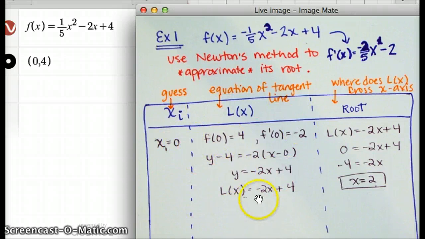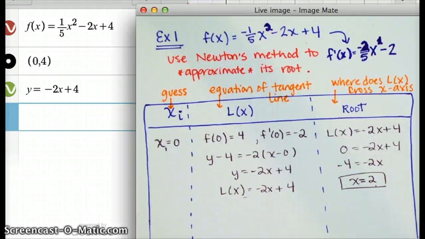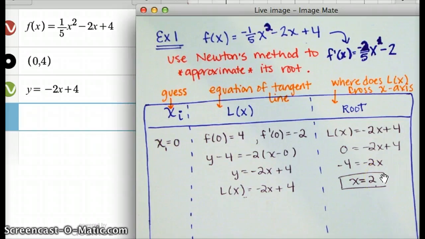The tangent line was negative 2x plus 4. Let me graph that as well. Here it is. And since the direction of the tangent line is close to the direction of the original graph, we then, in our last column, calculated where this tangent line would cross the x-axis. Visually, we were tracing the line down to find this number right here. And you can see, it's 2. That's why we got x equals 2 right here.